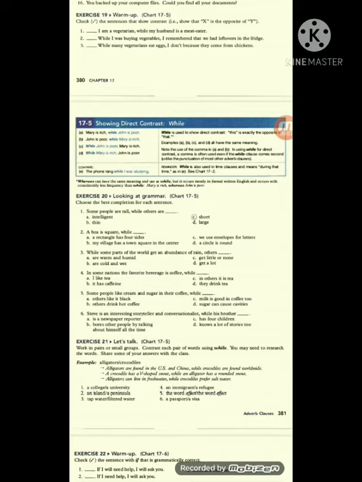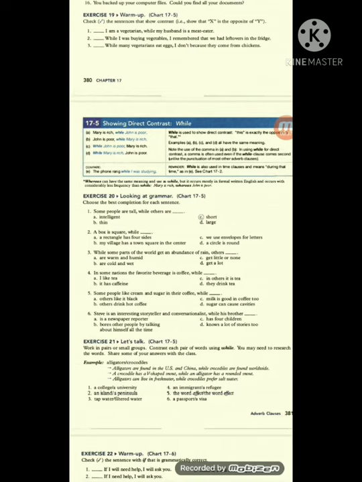17.5. Showing direct contrast with while. A, B, C, D. A. Mary is rich while John is poor. B. John is poor while Mary is rich. C. While John is poor, Mary is rich. D. While Mary is rich, John is poor.